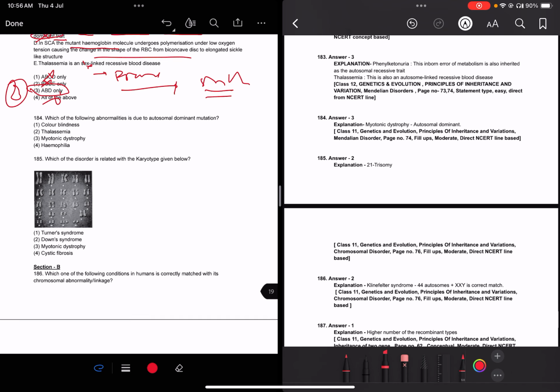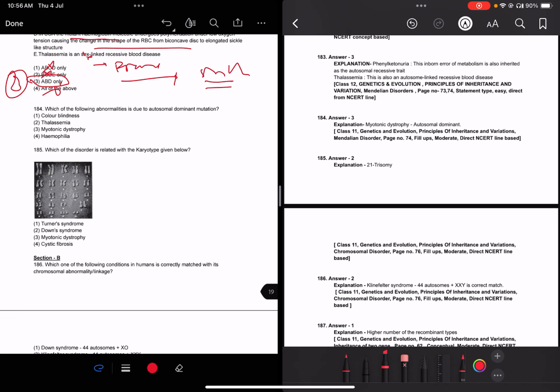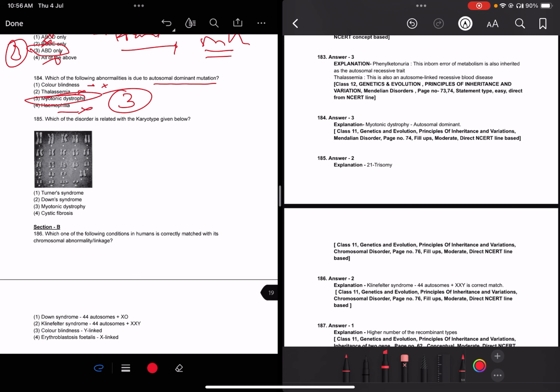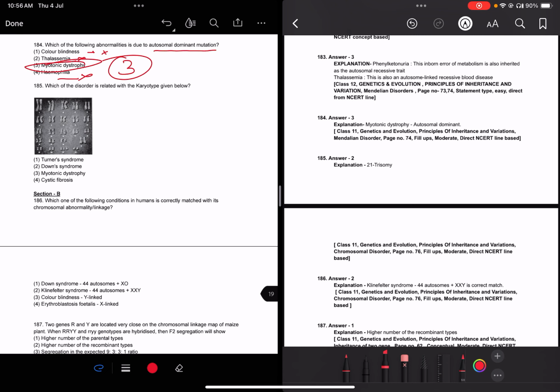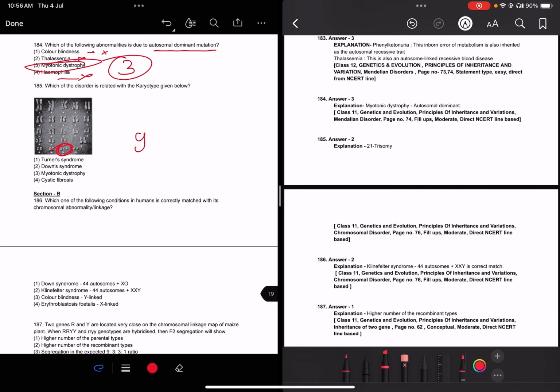Now read 184. Which of the following abnormalities is due to an autosomal dominant mutation? Colorblindness is recessive, thalassemia is autosomal recessive, hemophilia is X-linked recessive, and myotonic dystrophy is autosomal dominant. Which one of the disorders is related to the karyotype given below? Here you can see this chromosome 21 trisomy: Down syndrome.